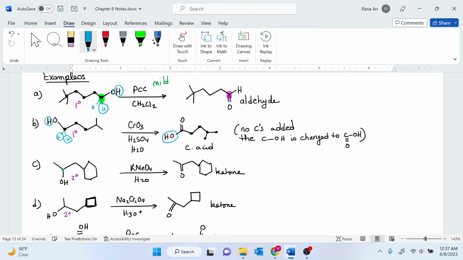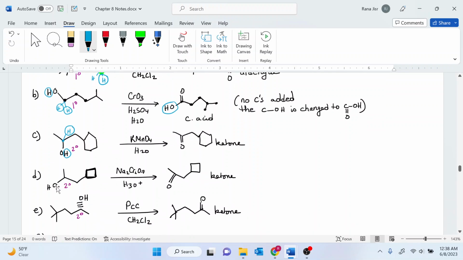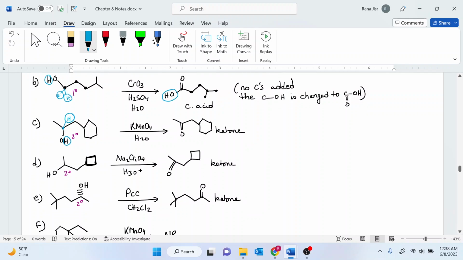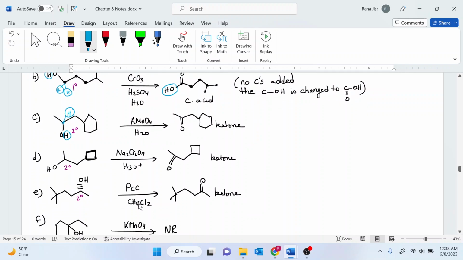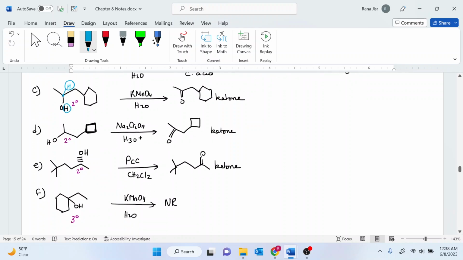Secondary alcohols with a strong oxidizing agent are going to form a ketone in this case. It's a straightforward reaction where you are losing a hydrogen from this carbon and the hydrogen from this oxygen, and you are forming a double bond. This is a secondary alcohol with a strong oxidizing agent. All secondary alcohols, whether it's a strong or mild oxidizing agent, you're going to end up getting your ketone. And then this is a secondary alcohol with PCC. Again, you're going to end up getting your ketone.